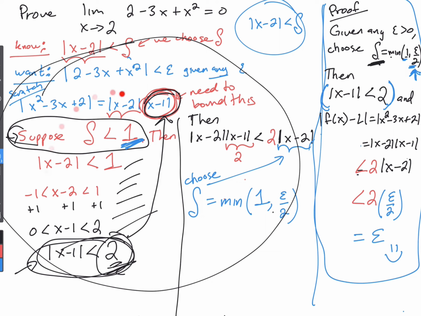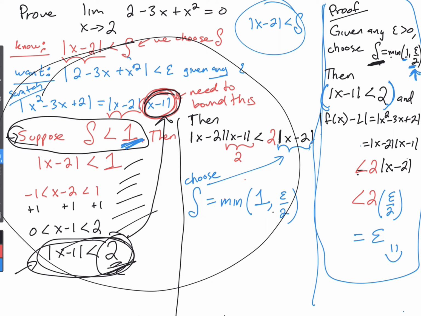Notice if we only look at the proof, we don't really need the scratch work. The only part that maybe we might want to see a little bit more is when we say that x minus 1 is less than 2. You might not be quite sure that's true, but it's just a few steps and it's easily verified. So that's the main thing. Does that make sense?